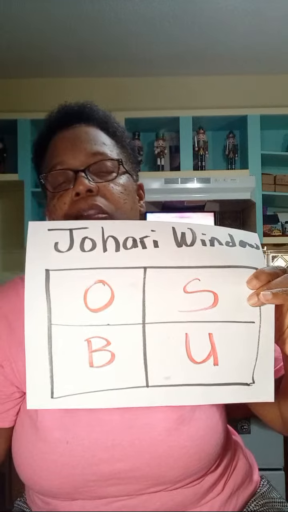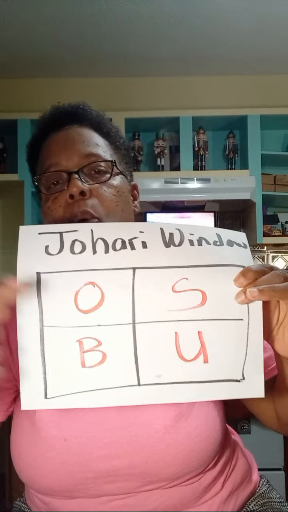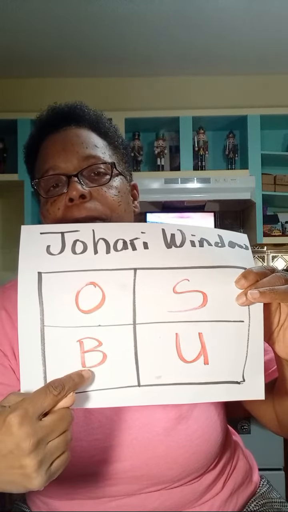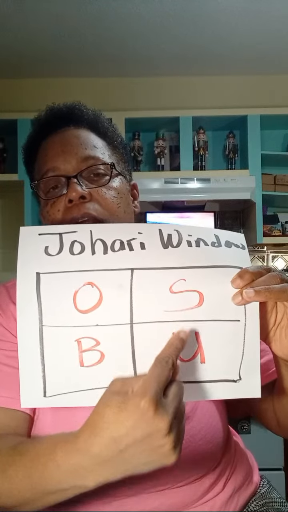There are 4 areas to the window, like I said: the O, the B, the S, and the U panel. The Johari Window is a tool to assist people in building healthy relationships. And when I say relationships, I'm talking about relationships with your mother, your father, your sister, your brother, your significant other, your co-worker, your neighbor, people in the neighborhood, church, school, etc.